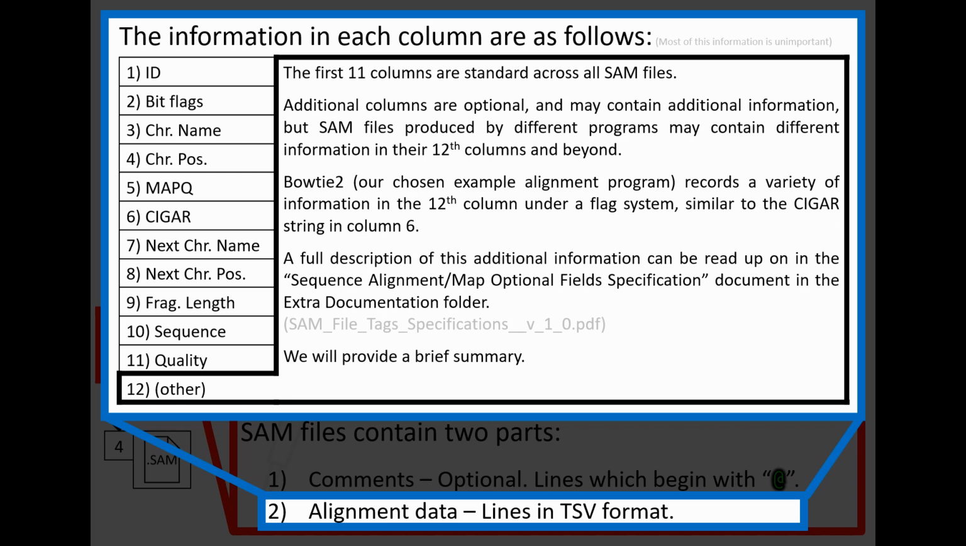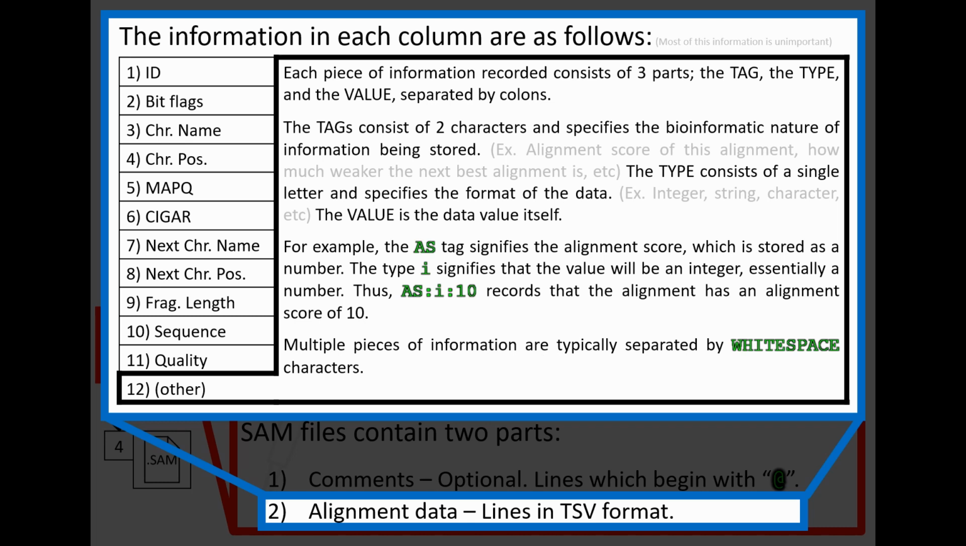The first 11 columns are standard across all SAM files, but more columns may be added which contain additional information. Different bioinformatics programs may put different information into these additional columns, and there is no standardized system for what information is included, nor how that information is formatted. I won't go through all of them, but I will give an overview of the one used by Bowtie, an alignment tool I am fairly familiar with. Under this system, each piece of information recorded consists of three parts: the tag, the type, and the value, separated by colons. The tag consists of 2 characters and specifies the bioinformatic nature of the information being stored.